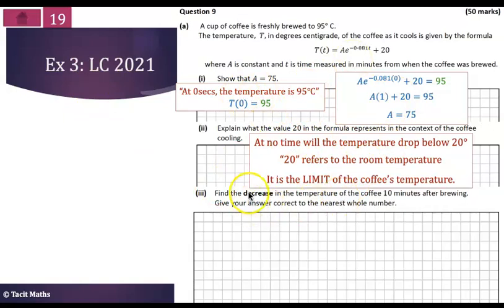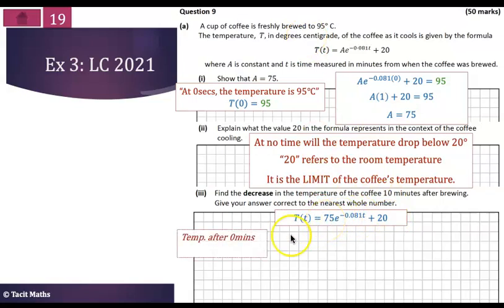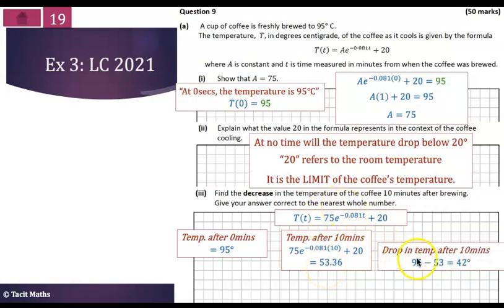Now, no calculus yet, because it just says find the decrease in temperature after 10 minutes of brewing. So here's my complete function now. We have our value for A. We know that the temperature after 0 minutes is 95 degrees. So we just need to find the temperature after 10 minutes. Okay, so substitute 10 into the function, and it comes out as 53.36, and it's to the nearest whole number, so the decrease in temperature is 42 degrees.